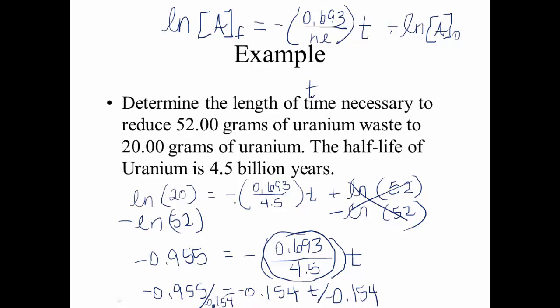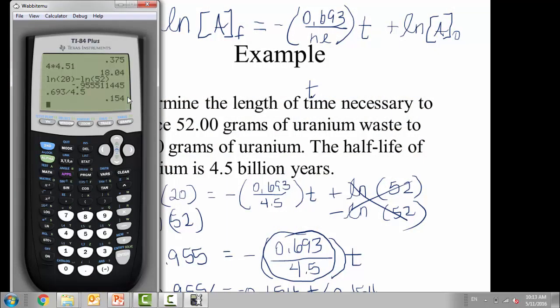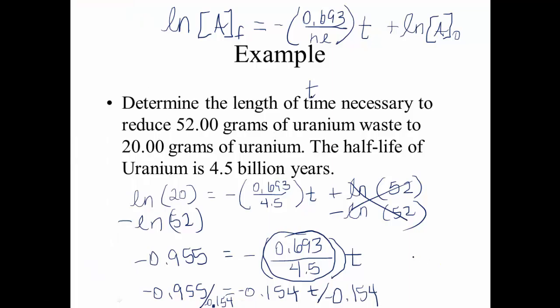Sorry, I'm not having the neatest algebra here, but let's go ahead and go to our calculator and do this. So negative 0.955 divided by negative 0.154. This is going to give me my time. So my time is 6.2, whatever the unit for time was, which was billion years. So my answer is 6.2 billion years. I mentioned earlier that the estimated age of the Earth is 4.5 billion years. So we see that uranium waste is not something that goes away very quickly. In fact, it takes quite a lot of time.